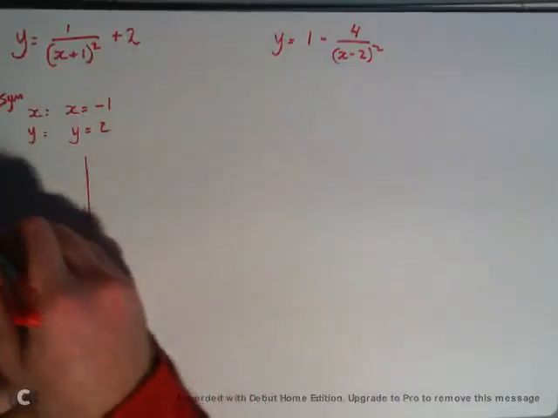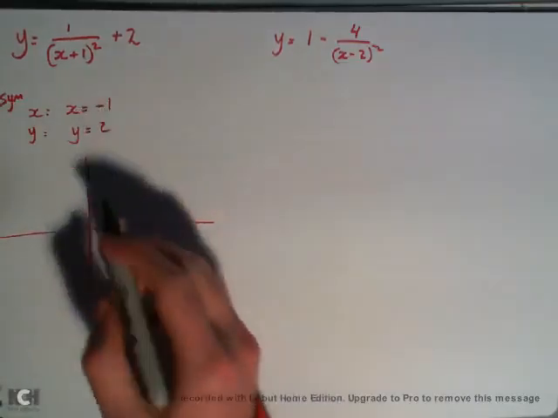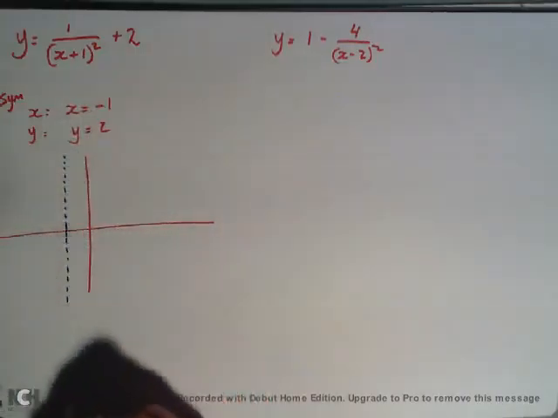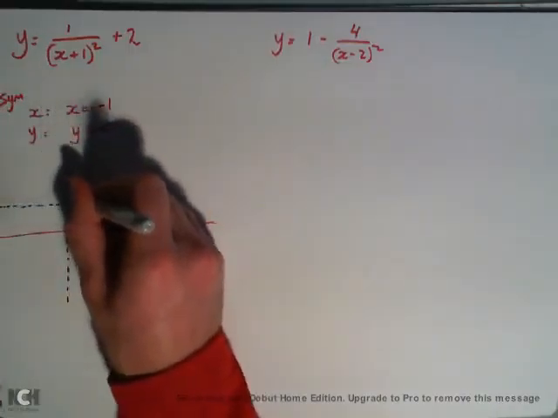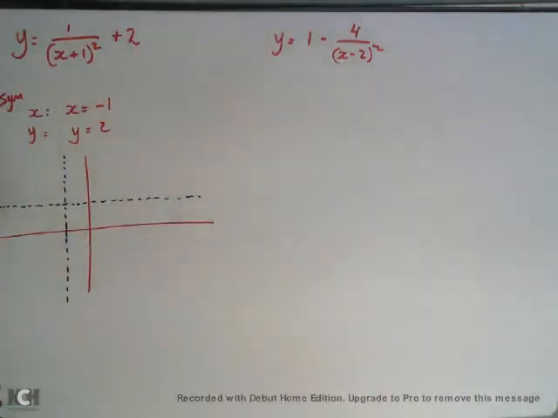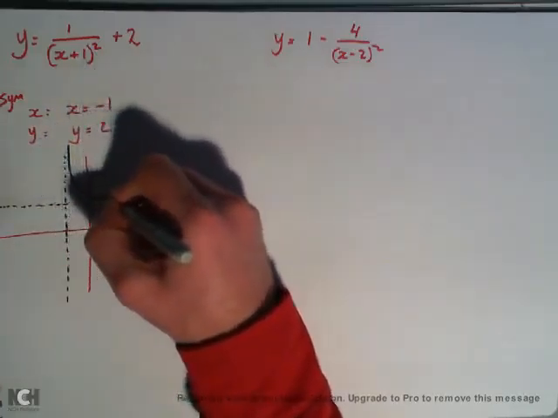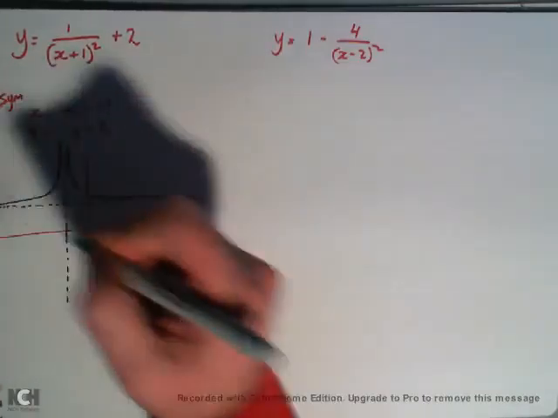So already we've got our set of axes. Put in your asymptotes, so x equals minus 1, y equals positive 2, so we moved it up 2. Now we haven't dilated it, we haven't reflected it, so let's just draw in what it looks like. And it's got that shape.